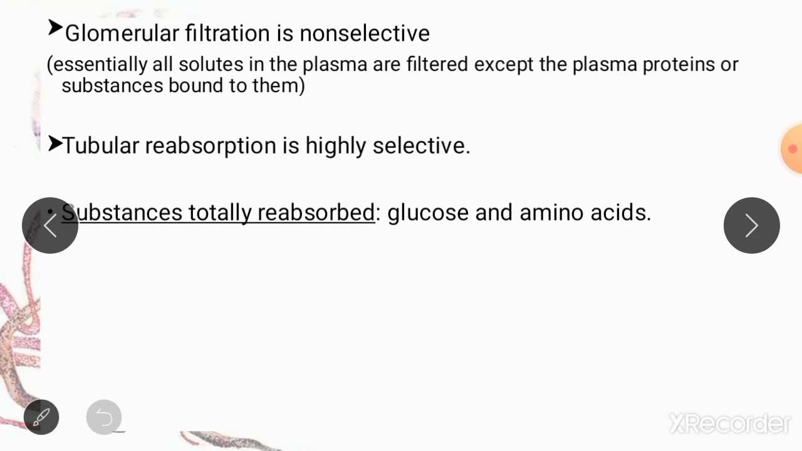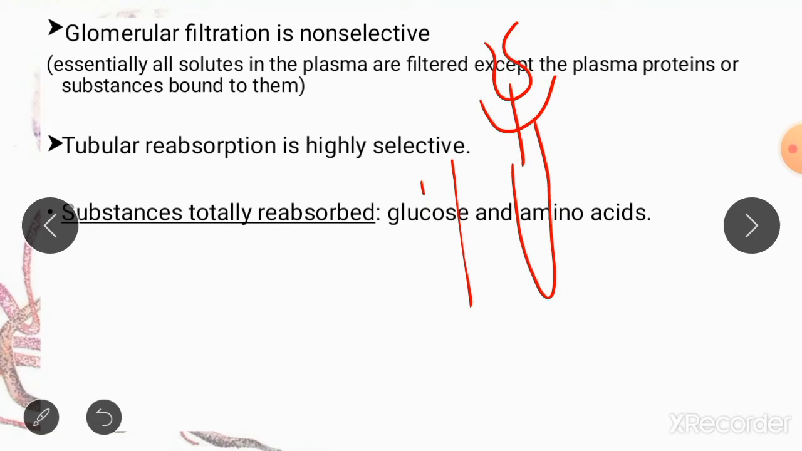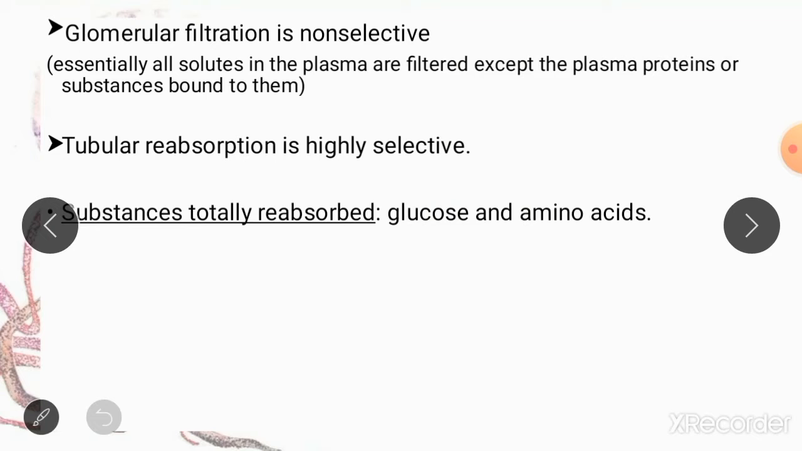So let's move on. Substances that are totally reabsorbed after being filtered in the glomerular capillaries are glucose and amino acids. So in a normal healthy person, all of the glucose and amino acids which are filtered by the glomerulus are reabsorbed in the peritubular capillaries. So none of the amino acids and glucose will appear in the urine in a healthy person. All 100% of amino acid and glucose is reabsorbed.